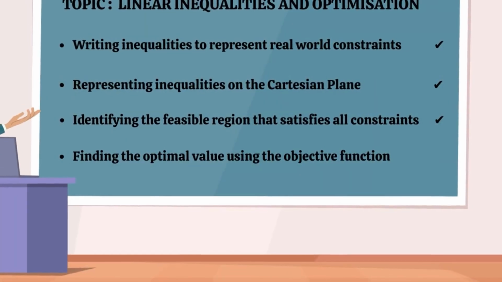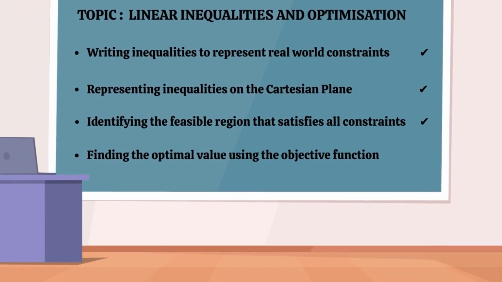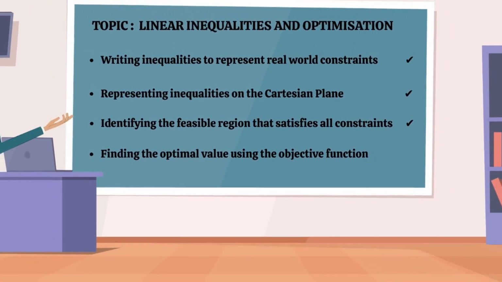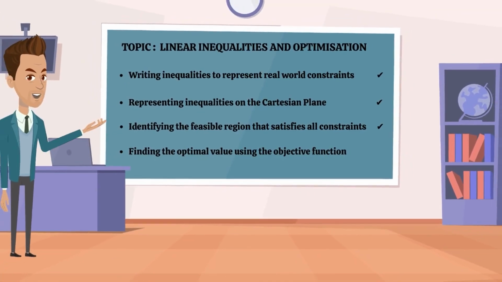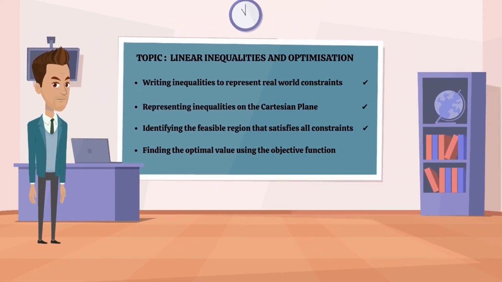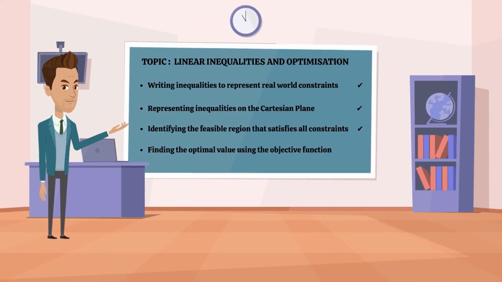So far in our lesson, we have carried out the first 3 steps to solve our problem. We formed our inequalities, represented them on the Cartesian plane, and found our feasible region. Now all we have to do is substitute the critical points into our objective function to find the minimum number of calories I have for breakfast.